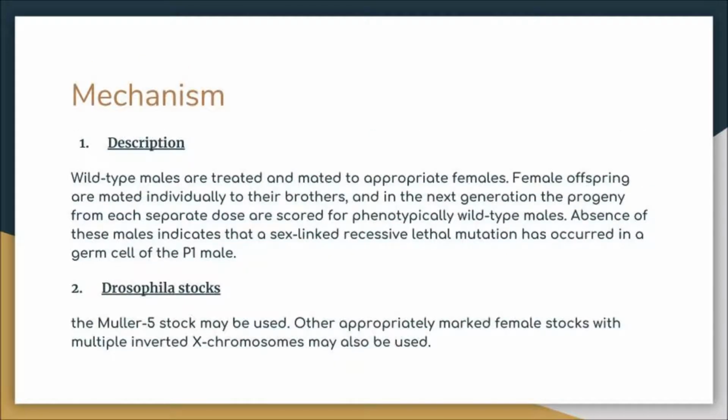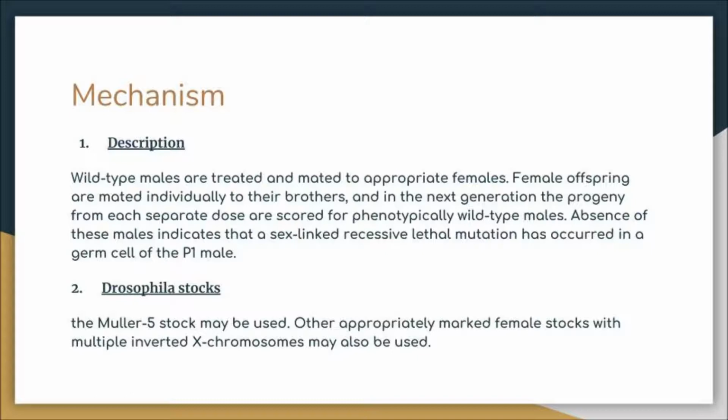Okay, so let's proceed with the mechanisms of this test. Wild-type males are treated and mated to appropriate females. Female offspring are mated individually to their brothers, and in the next generation, the progeny from each separate dose are scored for phenotypically wild-type males. Absence of these males indicates that a sex-linked recessive lethal mutation has occurred in a germ cell of the P1 male.